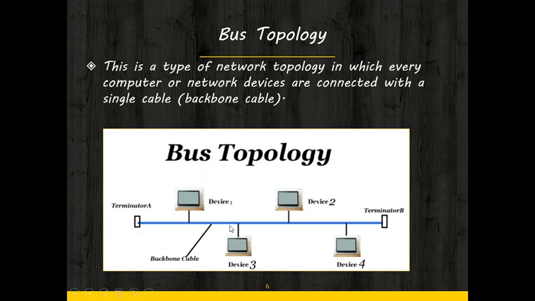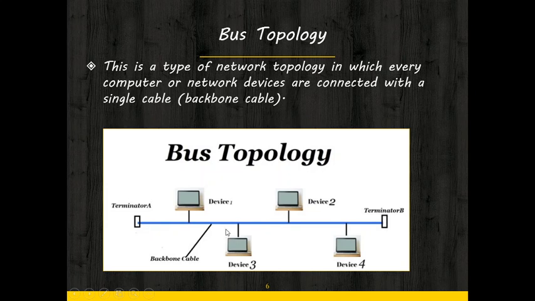Now here, suppose this device 1 sends data to this device 4, all the other devices that are connected to this backbone cable will also receive the data. But only the intended recipient, that is device 4 here, will accept the data. Other devices will reject it.